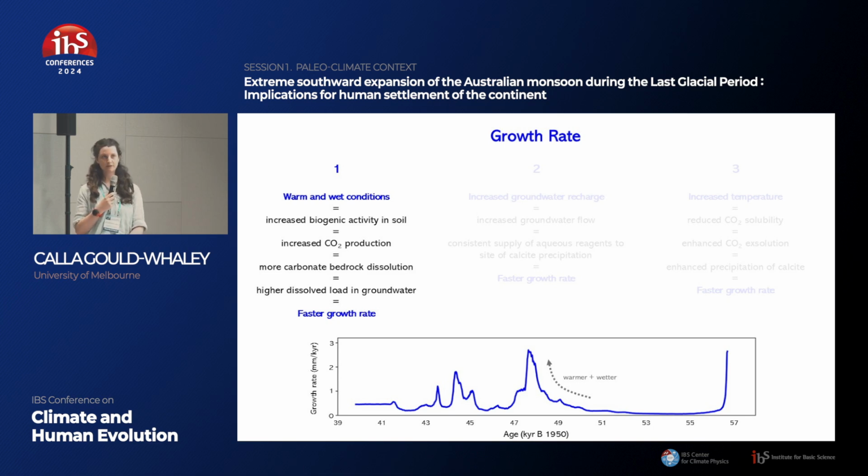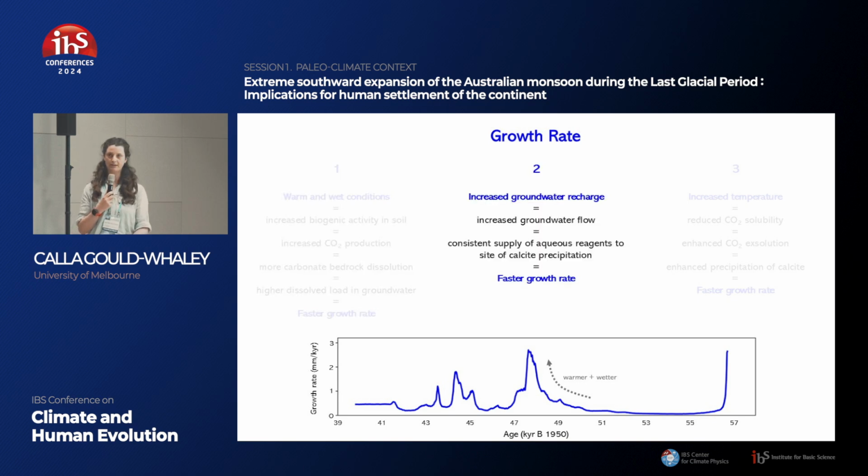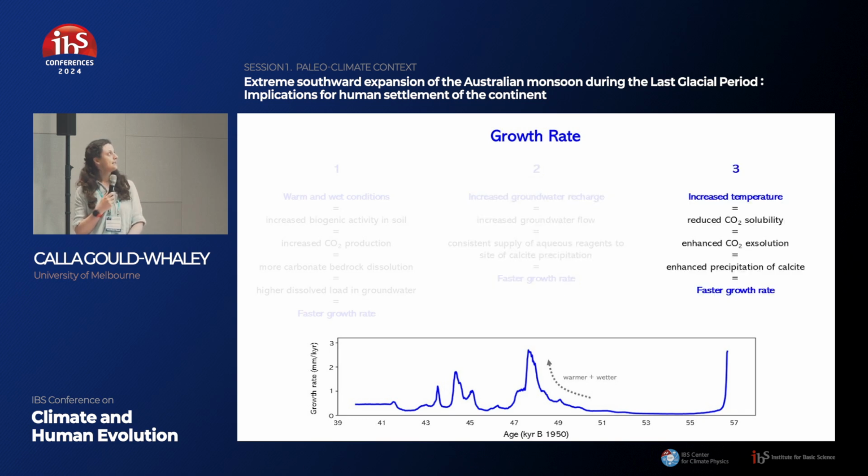So there's more bedrock dissolution and a higher dissolved load in the groundwater, which facilitates faster growth rates. And when we have increased groundwater recharge, we also have increased flow through the groundwater system. So we have this consistent supply of the reagents necessary for subaqueous calcite deposition. And then increased temperature also means reduced carbon dioxide solubility, so enhanced exsolution of carbon dioxide, triggering faster growth rates.